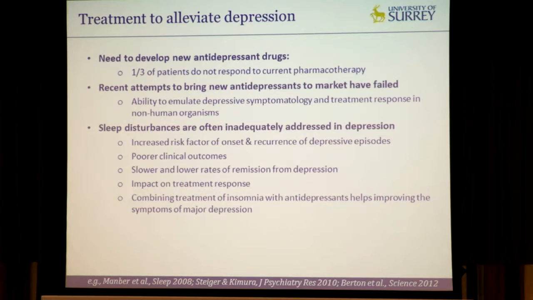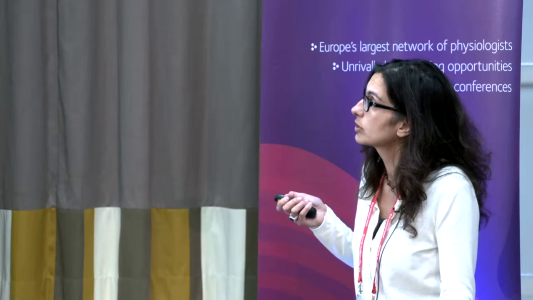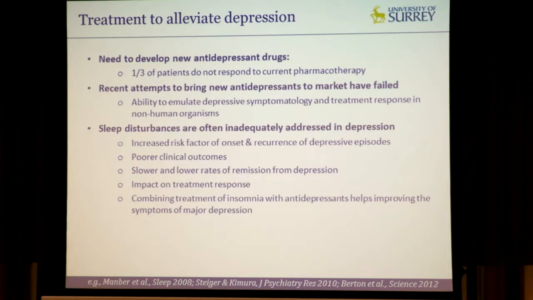Now, the reason why it's important is because there is really a need to develop new antidepressant drugs, in particular because 1/3 of depressive patients do not respond to current pharmacotherapy. So this was discussed this morning. Many of the drugs that have been developed failed, and the current problem in preclinical models is the ability to emulate not only depressive symptomatology, but also the treatment response.